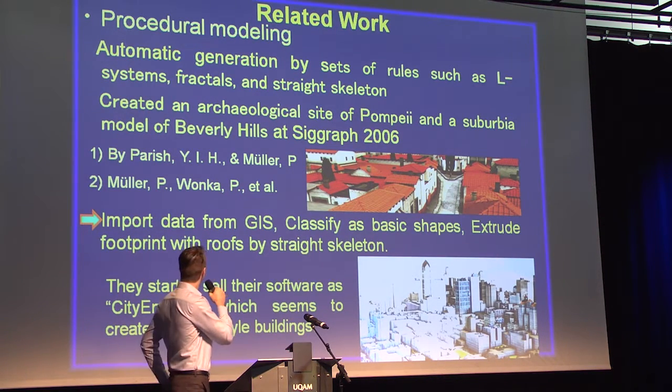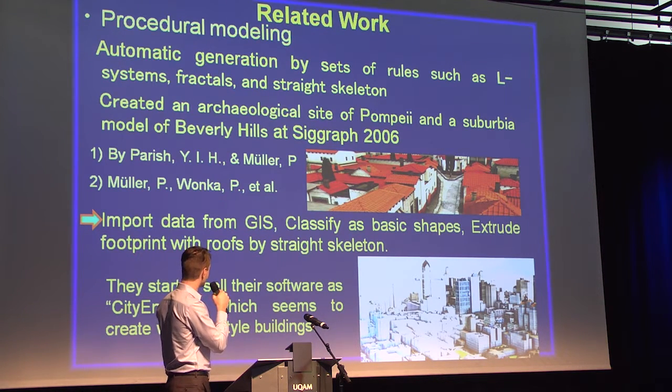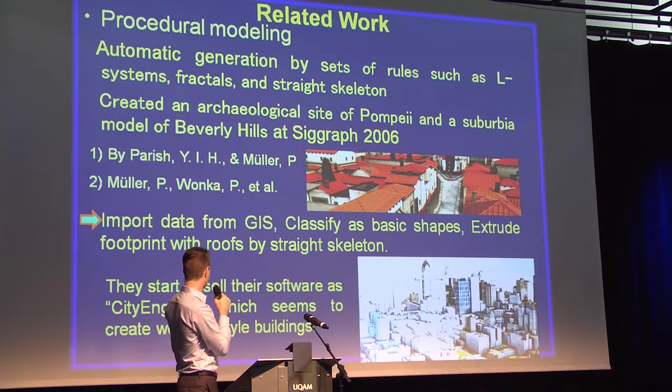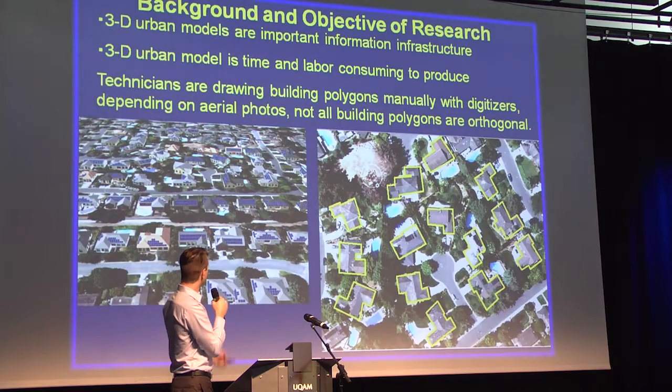So, related work: automatic generation by sets of rules such as L systems, fractals, and straight skeleton, created an archaeological site of Pompeii and a suburbia model of Beverly Hills at SIGGRAPH 2006. Import data from GIS, classify as basic shapes. They were able to start City Engine with Esri.